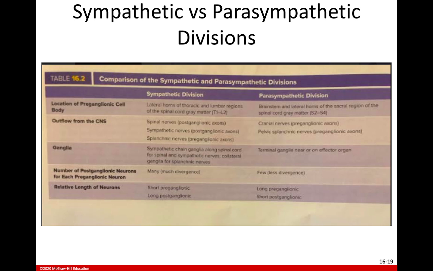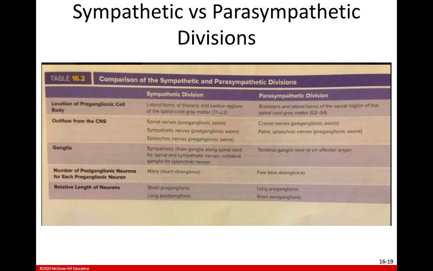So craniosacral. Remember that the sympathetic nerves are going to exit the spinal cord as spinal nerves, sympathetic nerves, or splanchnic nerves, whereas our parasympathetic nerves are going to exit the spinal cord as cranial nerves or pelvic splanchnic nerves.